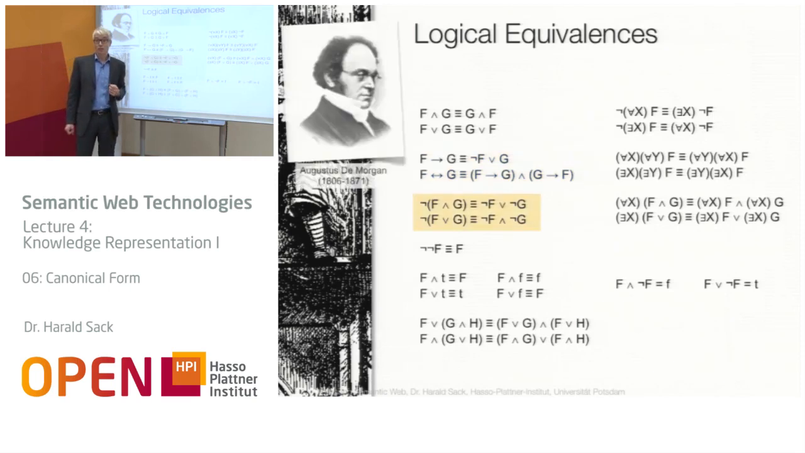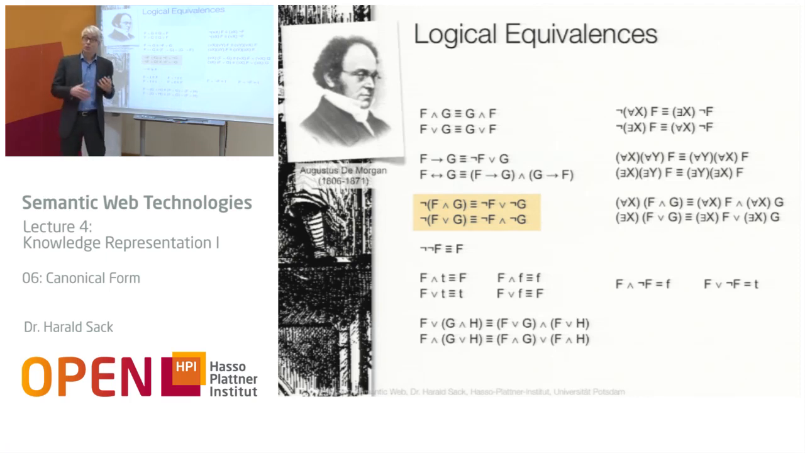These two are the so-called De Morgan's laws. They are called after the mathematician Augustus De Morgan. So what you can do here is you can put the negation that is in front of this expression inside the braces. So you can put it directly in front of the variables here. So you have here not (F and G), and this equals not F or not G. And vice versa, you have here not (F or G), and this equals not F and not G.